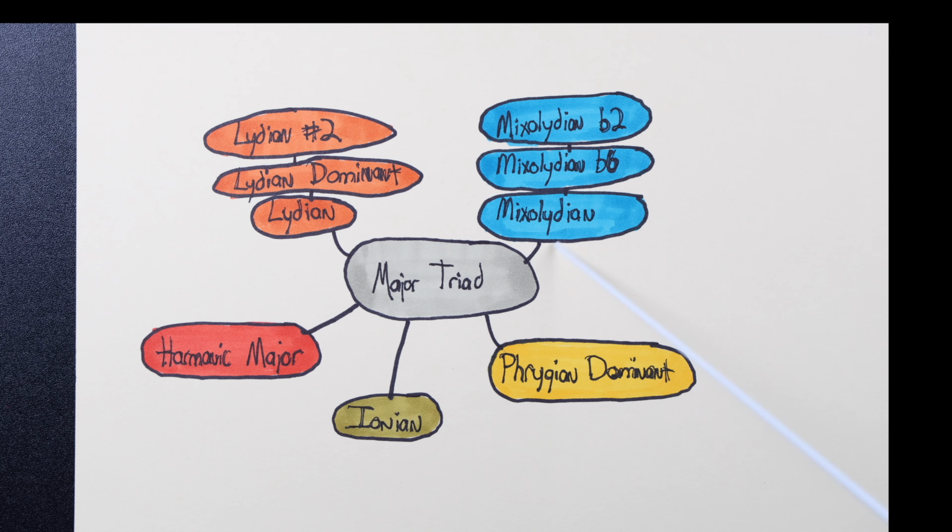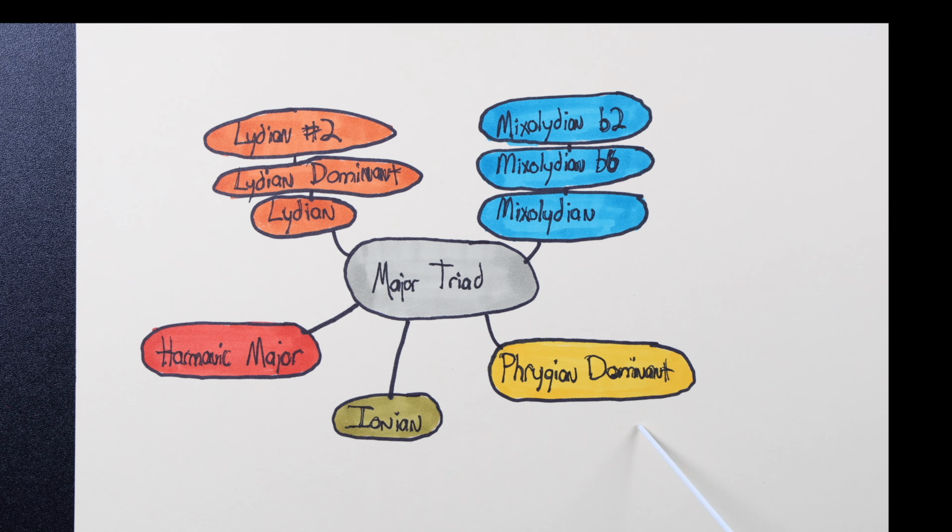Now, this is a mind map, and I've created branches for the subcategories of different types of modes, right? So these are the different types of Mixolydian modes that will work over this major triad. Why do they work? Well, because the Mixolydian mode shares the same 3 notes as the major triad, the 1st, the 3rd, and the 5th, so the C, E, and G. Mixolydian flat 6 also has C, E, and G in it, and Mixolydian flat 2 also has C, E, and G in it. We're going to find that is the case for Lydian sharp 2, has C, E, and G in it, 3 notes from our major triad. The Lydian dominant does, and Lydian does.